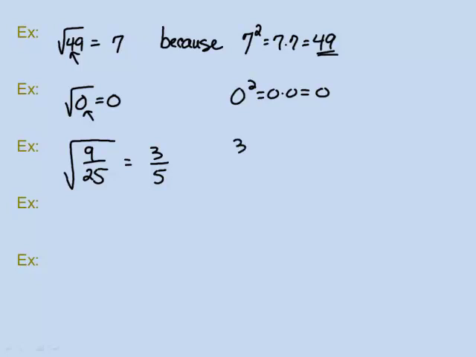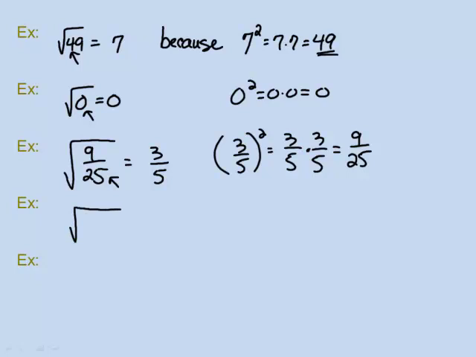Because if you take that answer, 3/5, and you square it, that of course in expanded form is 3/5 times 3/5. Do the math, multiply numerators and denominators. 3 times 3 is 9, 5 times 5 is 25. That was the original problem underneath our radical sign.